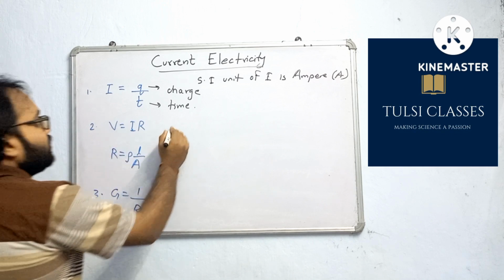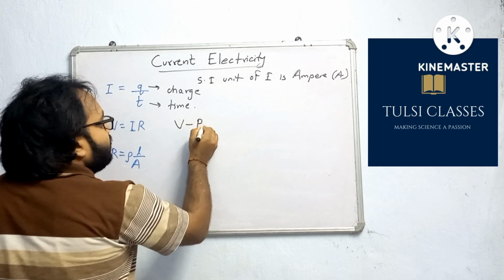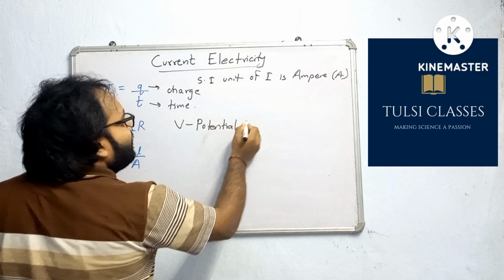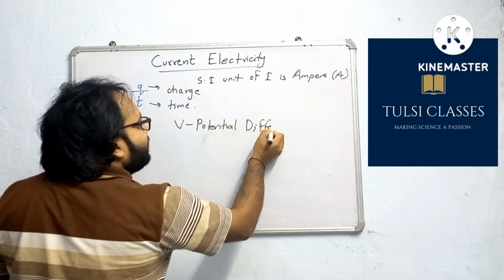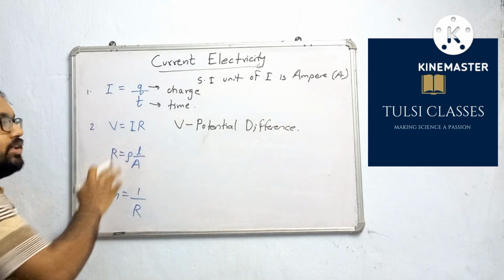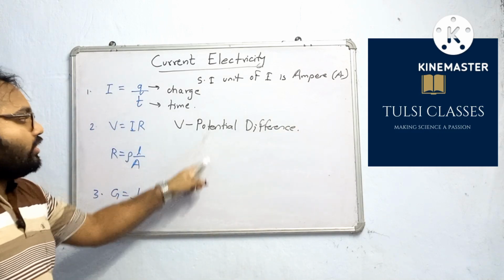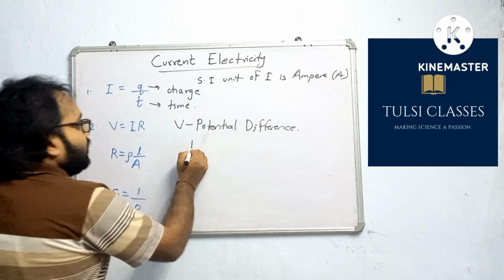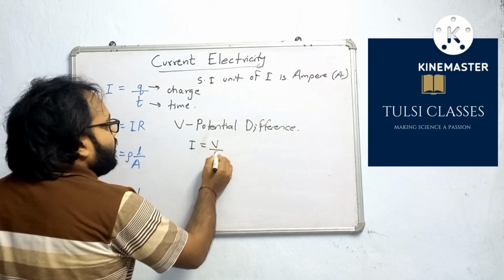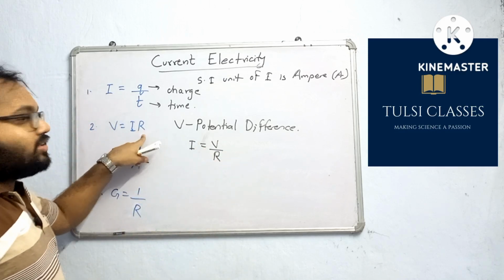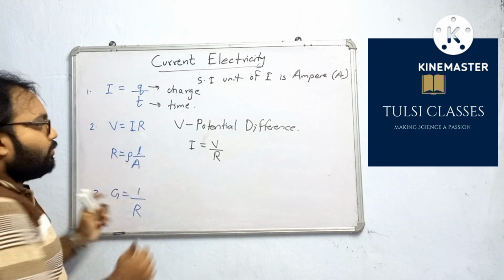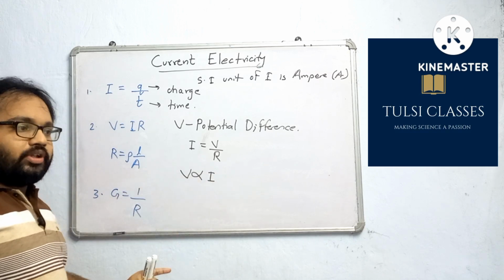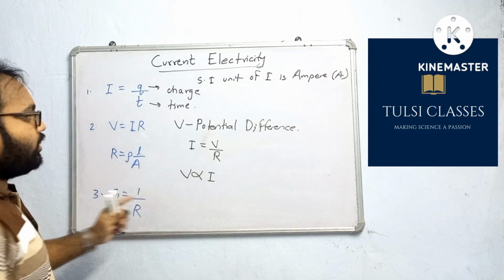Next formula says V is equal to IR. V is potential difference. This was derived from Ohm's law. Ohm's law, there is a graph which says V is equal to IR. How did he get it? Because we know from this formula I is equal to V by R. This R resistance is a constant. V is directly proportional to I. V is directly proportional to I, remember this.